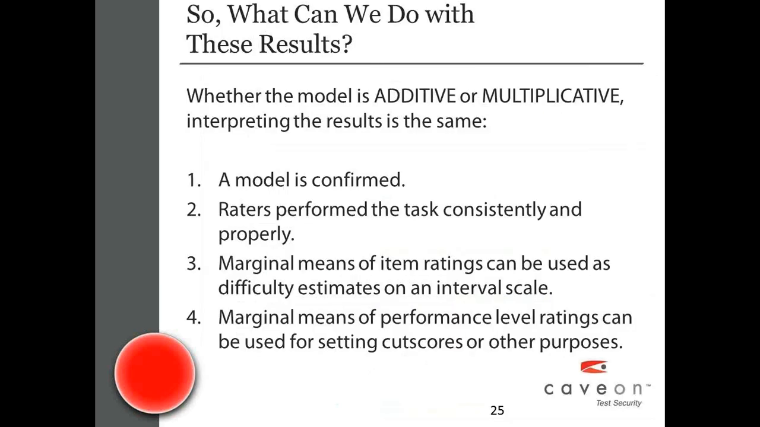So what can we do with results like this? Like I said, whether the model is additive or multiplicative, interpreting the results and using the results is the same. You've confirmed a model. You see that raters performed the task consistently and properly. Those that didn't were not included in the task. They were easily discovered. You can use the marginal means of the item ratings as difficulty estimates on an interval scale. And you can also use the marginal means of the performance level ratings as cut scores or for other purposes.